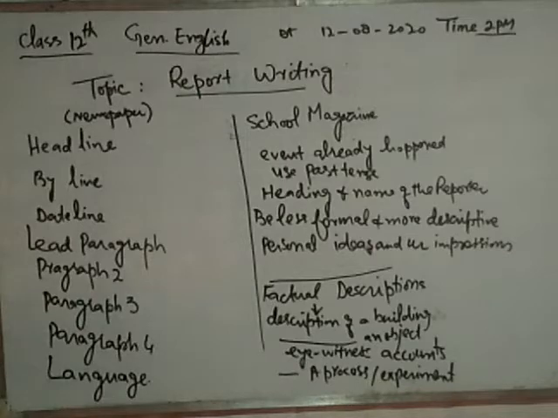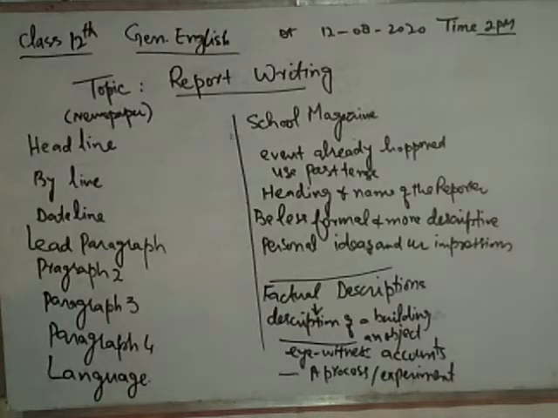Why? To catch the reader's interest. We present ideas and even a reporter's impressions. Sometimes we have to give a report on factual descriptions. A factual report could be a description of a building, etc., with interesting and descriptive words. For example, for a building, you have to give its location, its outer look, what its interiors are, etc.